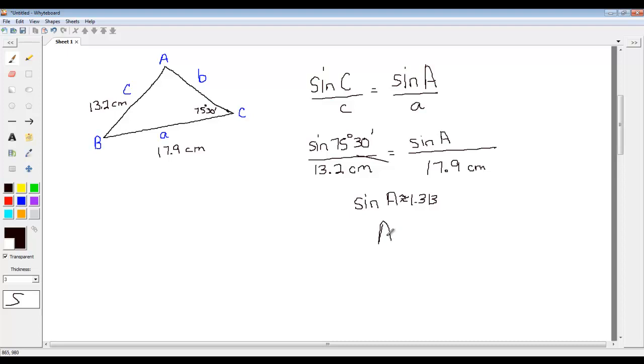So if I want to figure out what A is, I'd have to do the inverse sine of about 1.313. But I've got a problem here. Sine cannot equal something bigger than 1 or less than -1. The highest sine of theta is going to be is 1, the smallest it'll be is -1. So this is out of the range of sine A. There is no such angle.